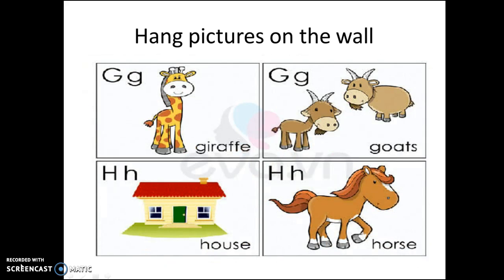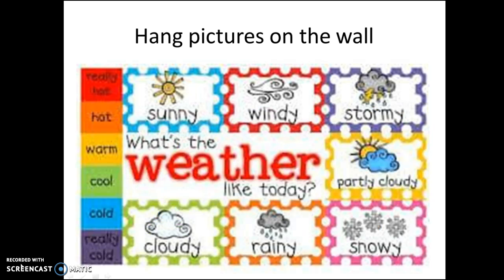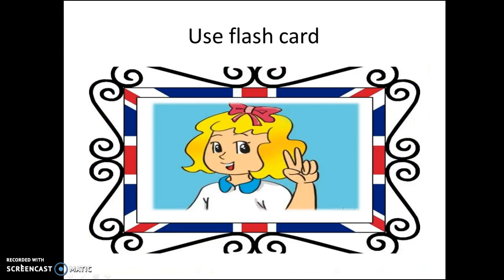For classes 1s from 5 to 7, they study about the alphabet, so I put up some alphabet, for example Z for giraffe, etc. And next one about weather. And in my classroom, I also use flashcards, for example like that.